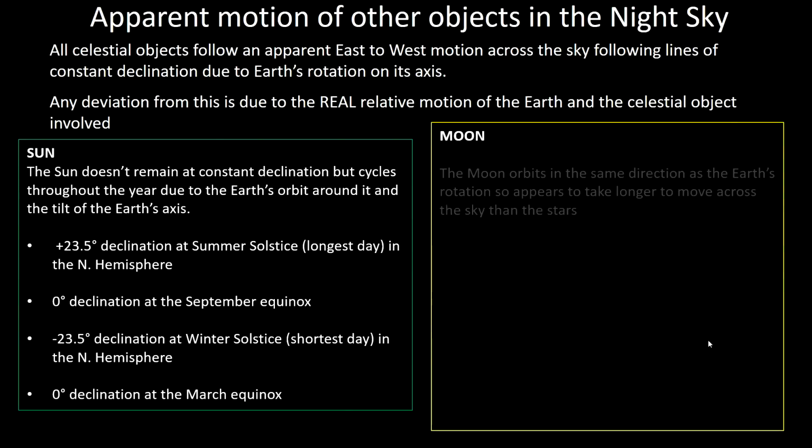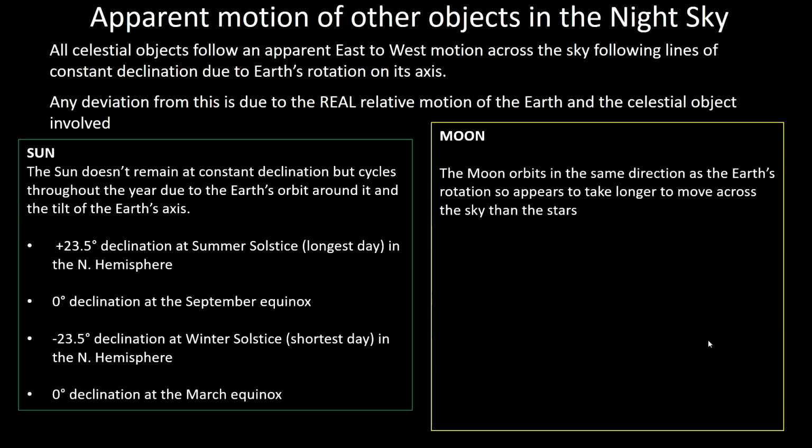Okay, so the Moon. We know that the Moon orbits in the same direction as the Earth's rotation, and this is linked to the whole lunar day issue, which is discussed in the sidereal, solar and lunar day video, and therefore it takes a bit longer to move across the sky than the stars because it's slightly counteracting the Earth's rotation with its motion. So it follows the declination lines basically, but it doesn't go as swiftly as the rest of the night sky.